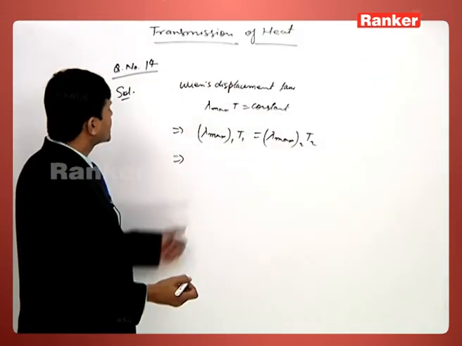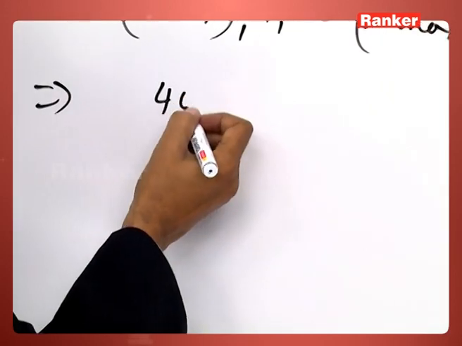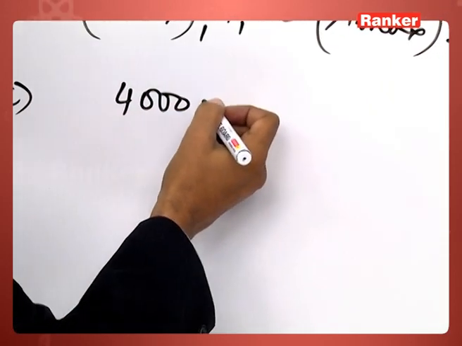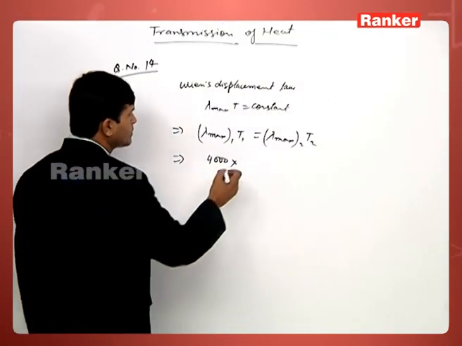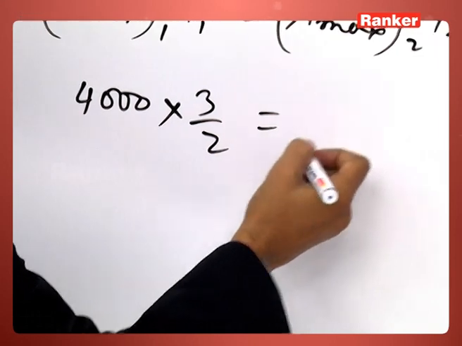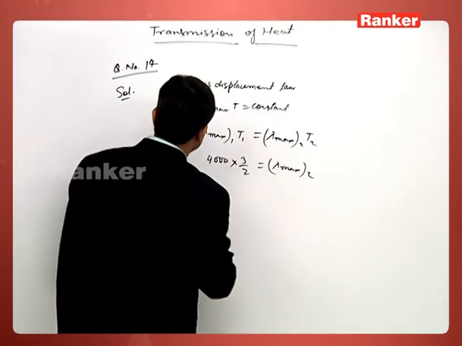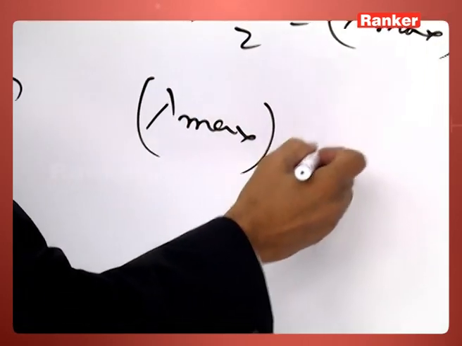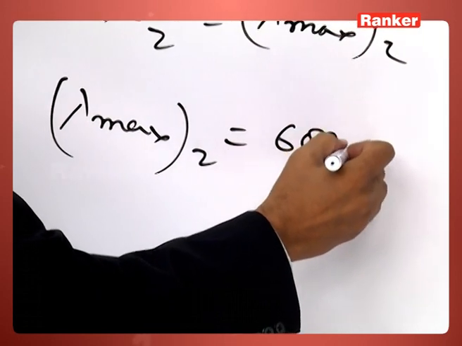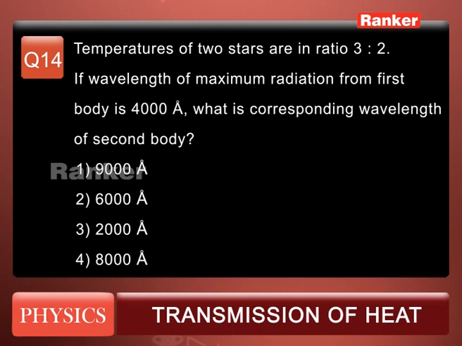The lambda maximum for 1 is given here as 4000 angstrom, into the T1 by T2 ratio, which is given as 3/2. The lambda maximum for the second body we can get from here: 6000 angstrom. So this is the answer. So the correct option is option number 2.